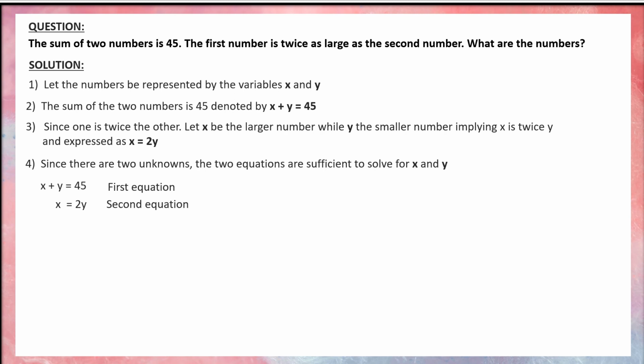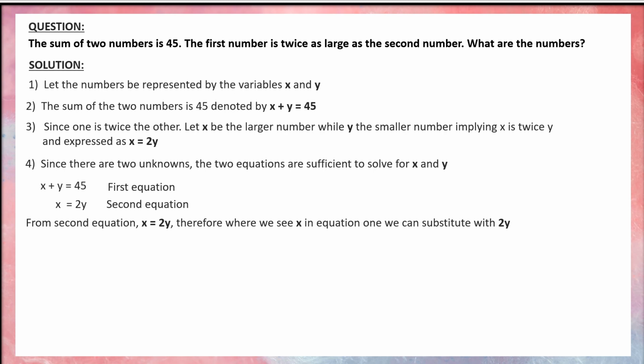That means anywhere we see x in equation 1, the first equation, we can simply substitute and put 2y, and that's what we'll do in the next phase. Like I said, from the second equation, x equals 2y. Therefore, wherever we see x in equation 1, we can substitute with 2y. So that's what we'll simply do.